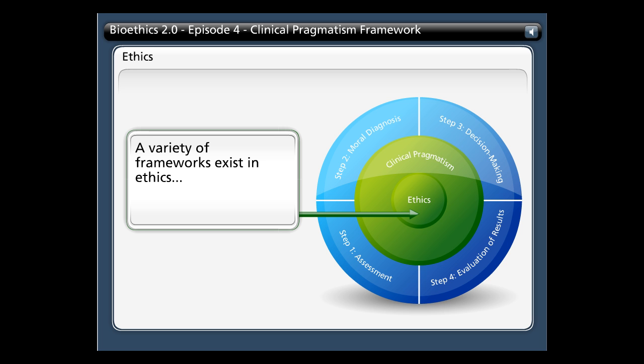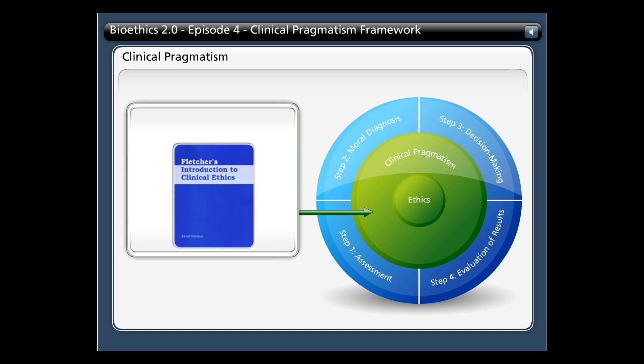While there are a variety of clinical ethical frameworks that can be used to resolve moral difficulties, there is one, called the Clinical Pragmatism Framework, that can be found in the Introduction to Clinical Ethics textbook by Fletcher, that most closely resembles the methods of nursing and medical diagnosis. So doctors and nurses will already be familiar with this method of ethical analysis.